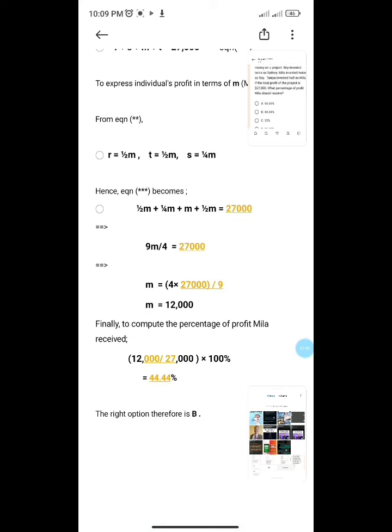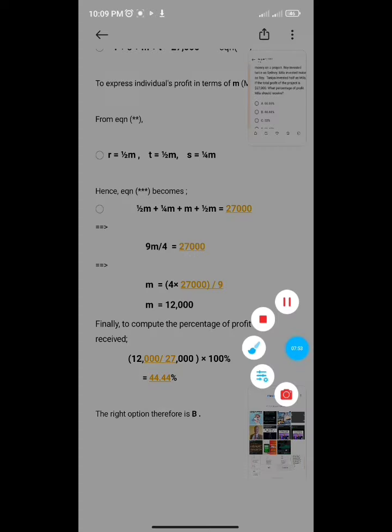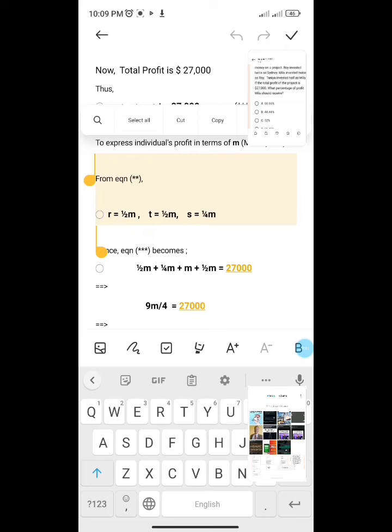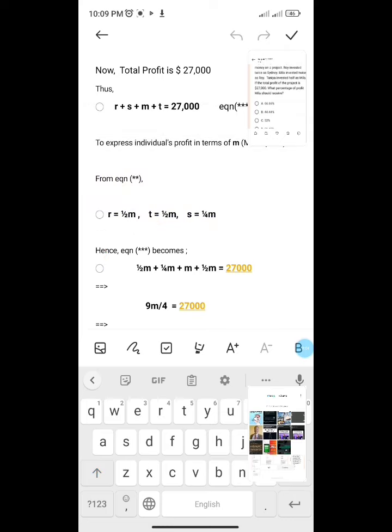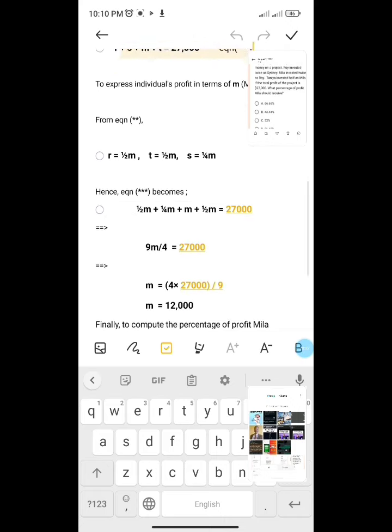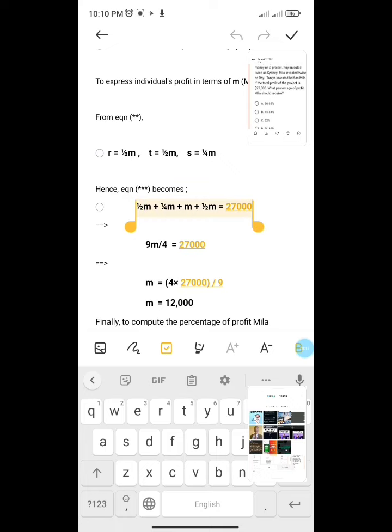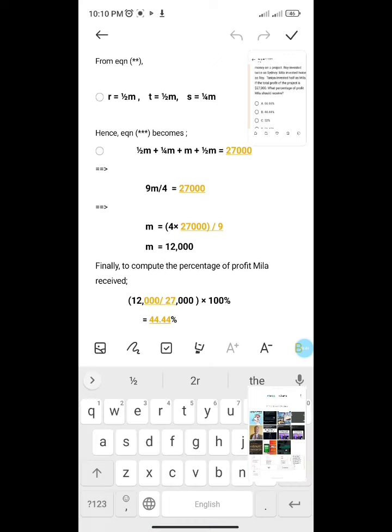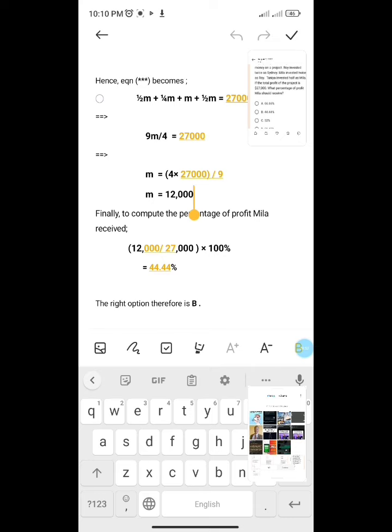Now, hope that is clear. With that, we've represented all our individual profit in terms of M, in terms of Mila's profit. You see that? So your equation now becomes your equation star. What we have here now becomes this. Now adding this together, because they have the same variable, you now have 9M over 4. That is 1 over 2 plus 1 over 4 plus 1 plus 1 over 2, I'll give 9M over 4. So solving for M, you multiply both sides by 4 and divide both sides by 9. This will give what we have here. And then solving that, you have M equals $12,000.